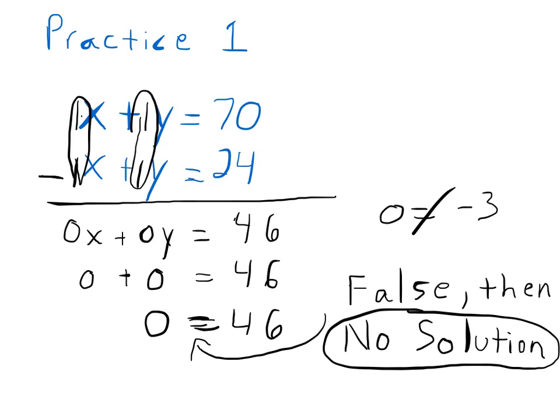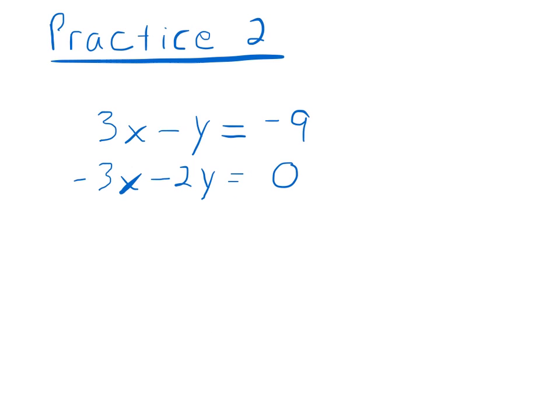Okay, let's look at practice problem number 2. First of all, we want to see what we are going to try to cancel, the x's or the y's. To answer that, we look at which coefficients are the same number. They don't have to be the same sign in this case, just the same number. The answer is clearly the x's have the same number without looking at the sign, so we're going to try to cancel those.